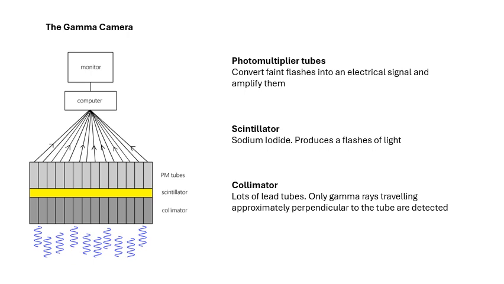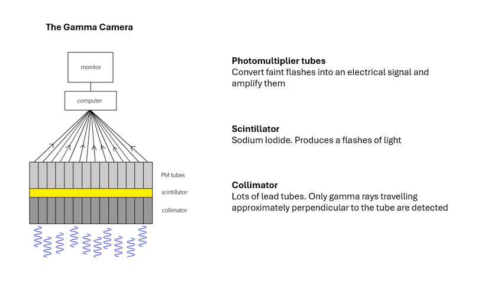This is a gamma camera. We need to know a bit about how this works. So you've got gamma photons working from the bottom upwards here. They go through a collimator, which is basically lots of lead tubes. And it's pretty obvious that the only gamma photons we'll get through are the ones which are approximately perpendicular to these tubes. This hits a scintillator.